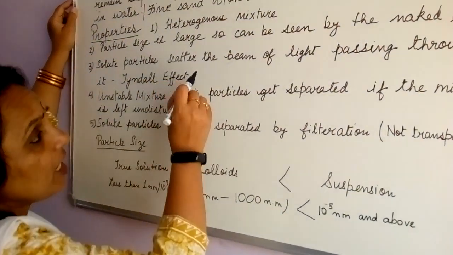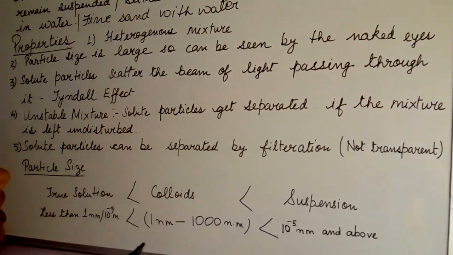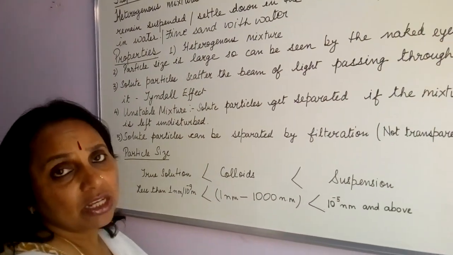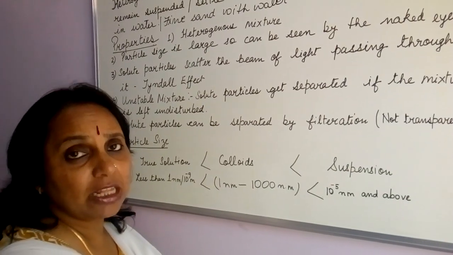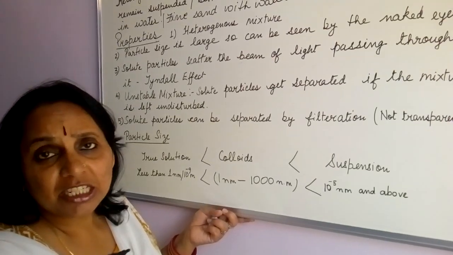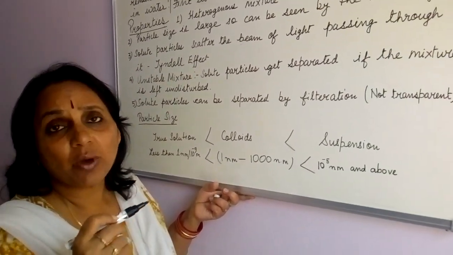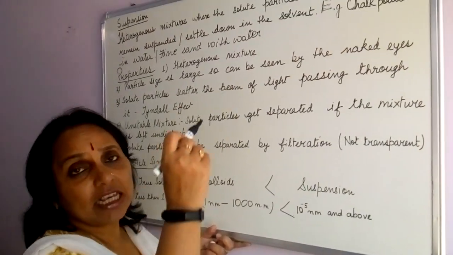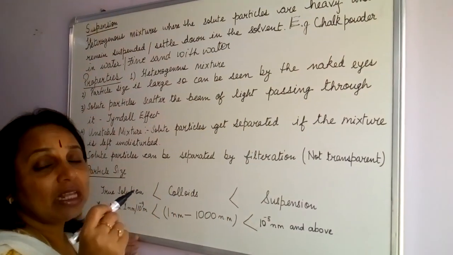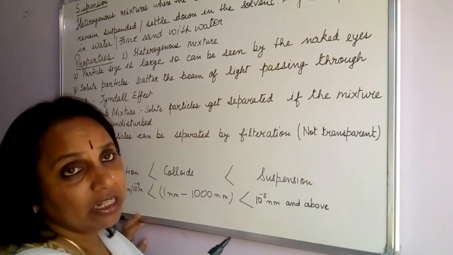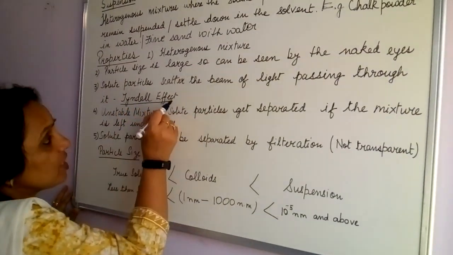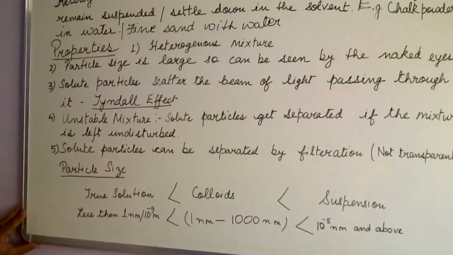Third one, the solute particles scatter the beam of light passing through it. So the suspensions show Tyndall effect. Tyndall effect is shown by the suspensions and the colloids, and it is not shown by true solutions. Why is the Tyndall effect shown by suspensions? Because the solute particle size in suspension is very large, so it scatters the light. When the light passes through a suspension, the solute particles scatter the light, and as a result the path of the light is visible, and so we say that the Tyndall effect is seen in case of suspensions.